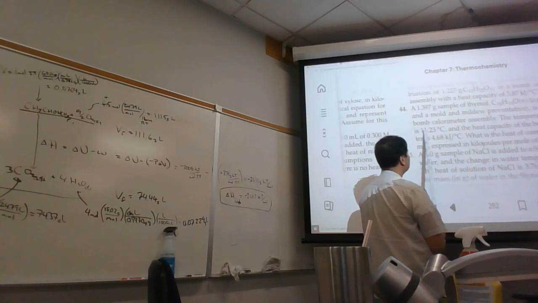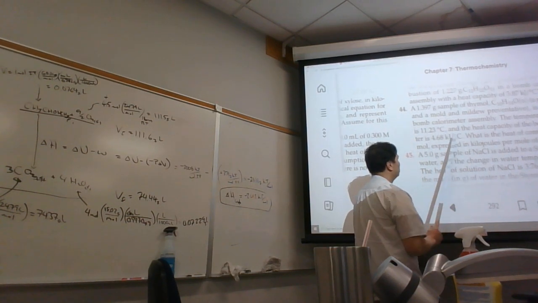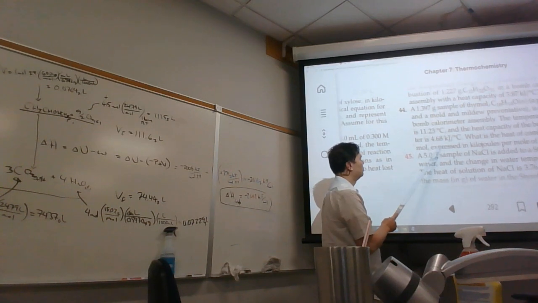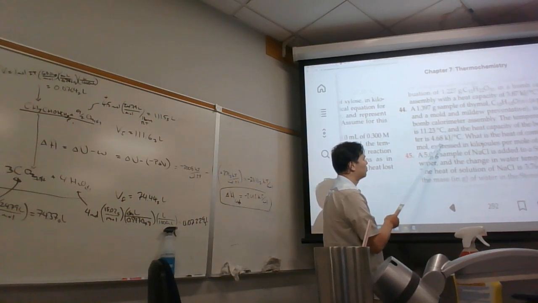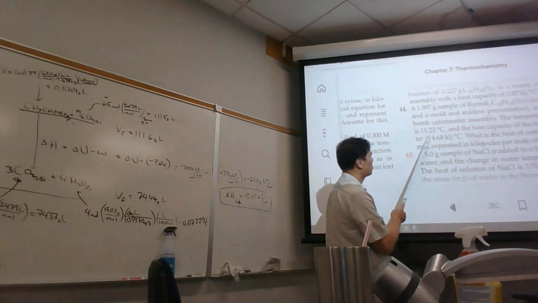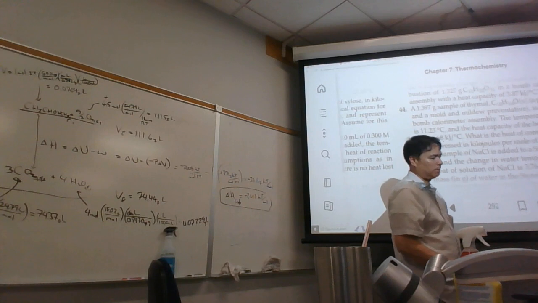The temperature increases 11.23 degrees C, and the heat passes through the bomb. So somebody had to calibrate the bomb. And whoever calibrated the bomb figured out for every degree C temperature increase in the bomb, it requires 4.68 kilojoules worth of energy. And so we're doing more than 10, so this is going to require more than 10, maybe around 50 kilojoules to increase it by this temperature. So what is the heat of combustion of thiamol expressed in kilojoules per mole?